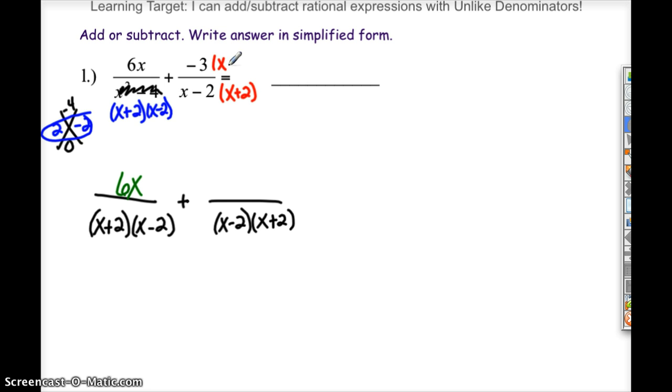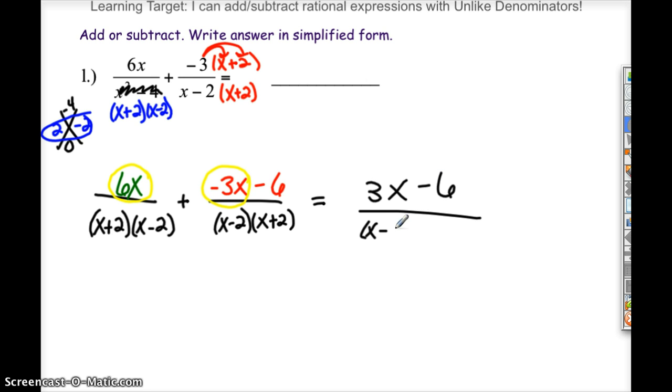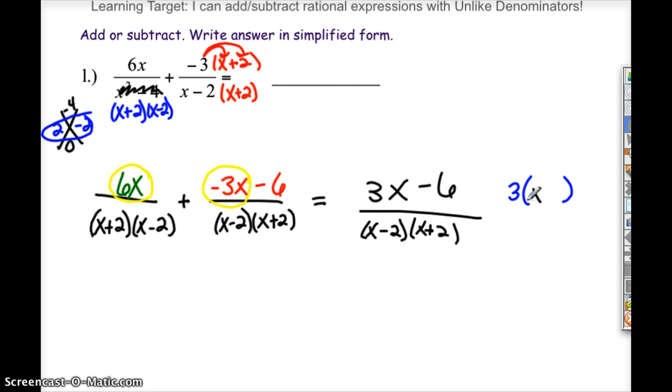However, the second fraction needs to gain the group x +2. So I'm going to multiply that on the top and bottom, and so then I'll distribute that -3. So I'll get -3x -6, and since there's a plus sign in the middle, I just need to combine like terms. So 6x and -3x combine to 3x. And then I've got this -6 over x -2, x +2. Now, the top here, I can factor. They both share a 3. So let me factor out that 3. And what would I be left with? x -2.